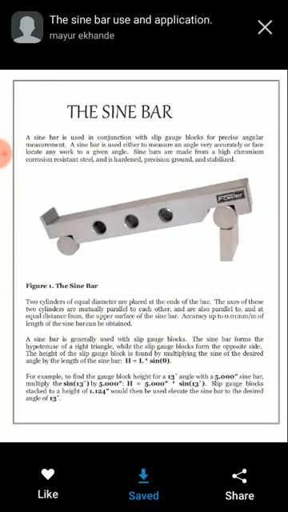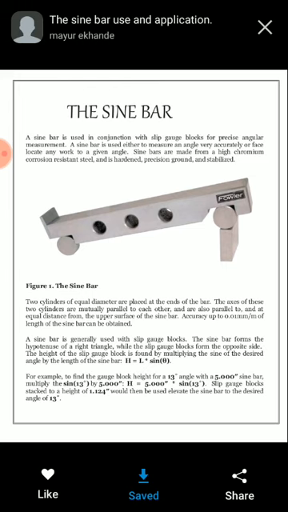Good evening, students. Today I am going to discuss the sine bar. Actually, the sine bar is used in conjunction with slip gauge blocks for precise angular measurement. A sine bar is used either to measure an angle very accurately or to locate any work to a given angle.